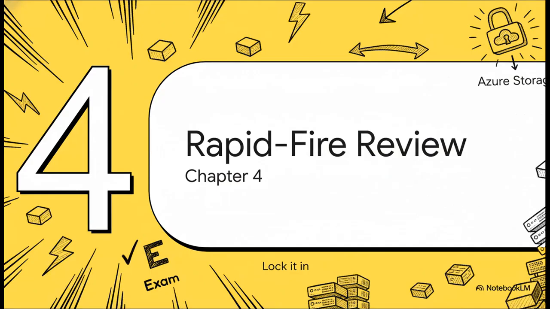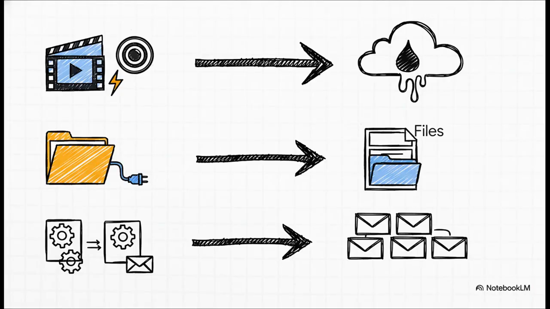All right, we've covered a ton of ground. Now it's time to lock it all in with a super fast, rapid-fire review of the most important things for the exam. You ready? Let's go. Okay, services. If you see unstructured data, like videos, you think Blobs storage. If you see network file shares, you think Azure Files. Messages between apps? That's Azure Queues. Just lock in those keywords and you've got these points.